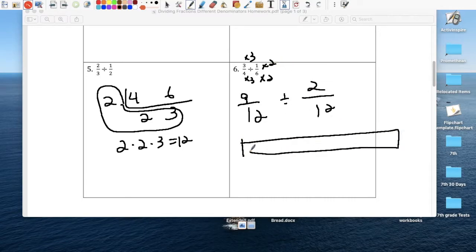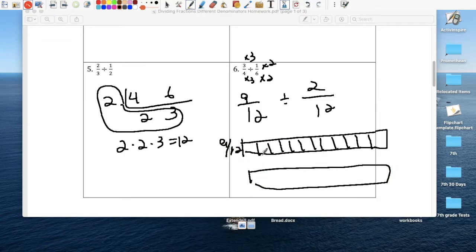Let's do something with 12. 1, 2, 3, 4, 5, 6, 7, 8, 9, 10, 11, 12. That's what I have. 1, 2, 3, 4, 5, 6, 7, 8, 9, 10. So I have 9/12. And you want 2/12. So let's shade this. And let's shade this. So how many 2/12s can I fit in here?